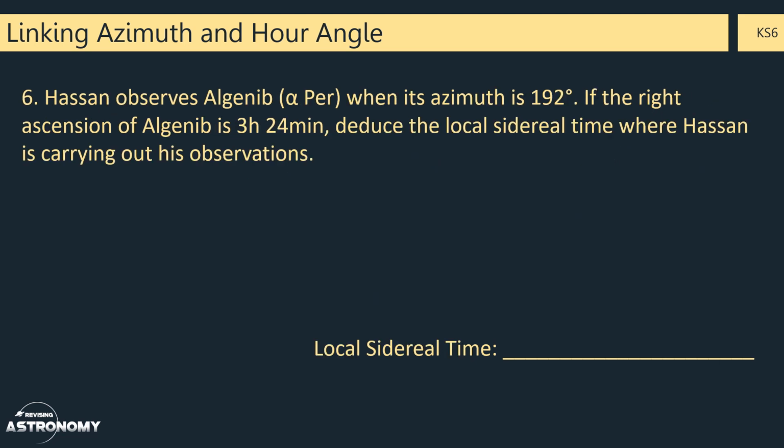In 6, Hassan observes Algenib when its azimuth is 192 degrees. If the right ascension of Algenib is 3 hours 24 minutes, deduce the local sidereal time where Hassan is carrying out his observations. So how will we do this one? Well, we know that his meridian would be 180 degrees, and we know that the star that he's looking at is at 192 degrees, and that is Algenib. So we want to work out the difference between here and here. So this is 12 degrees, the difference between them.